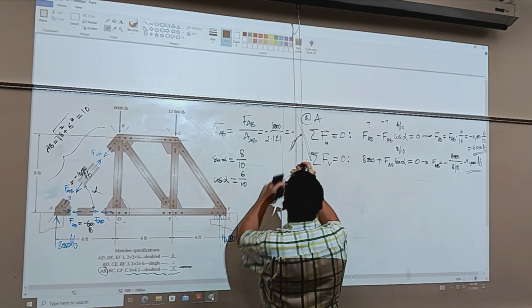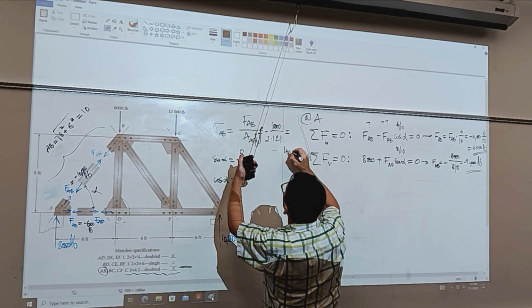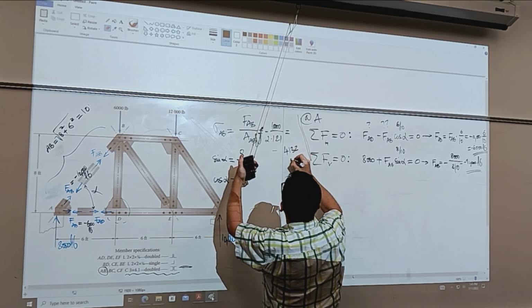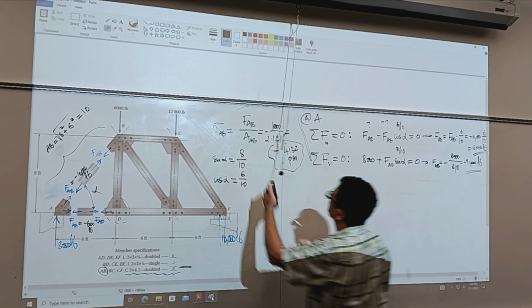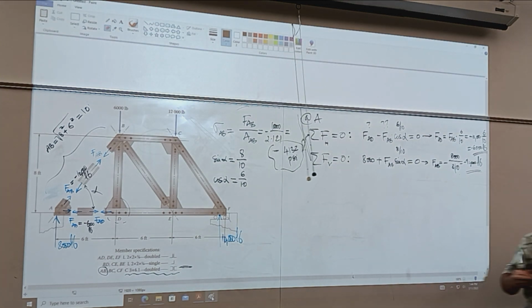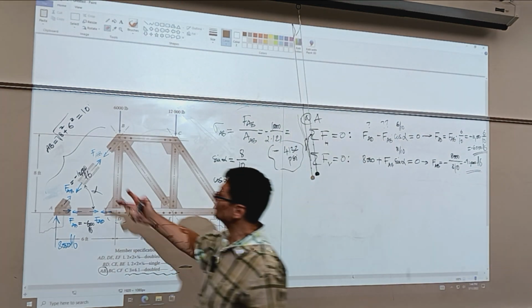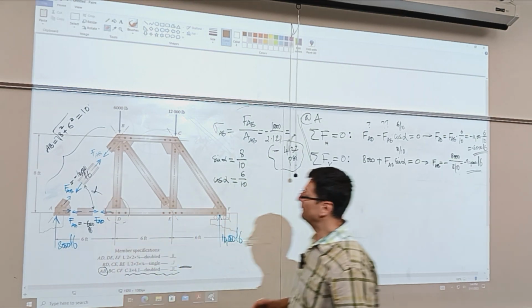4,132, negative 4,132 PSI, pound per square inch. Again, it's compressive stress. If it's compressive stress, you may have to run a buckling analysis for those links. Okay.